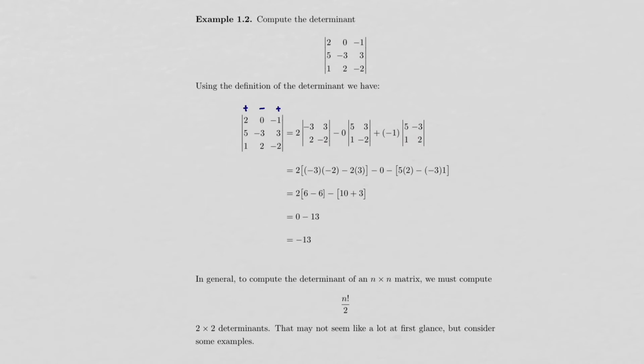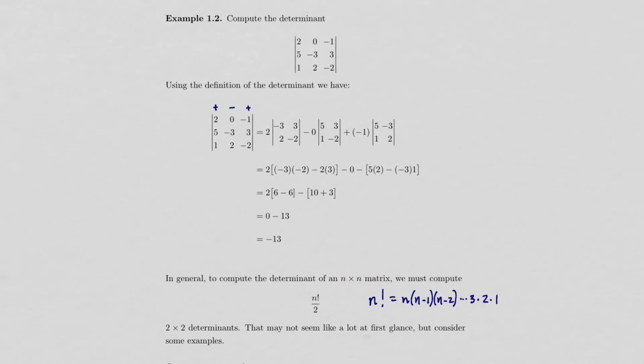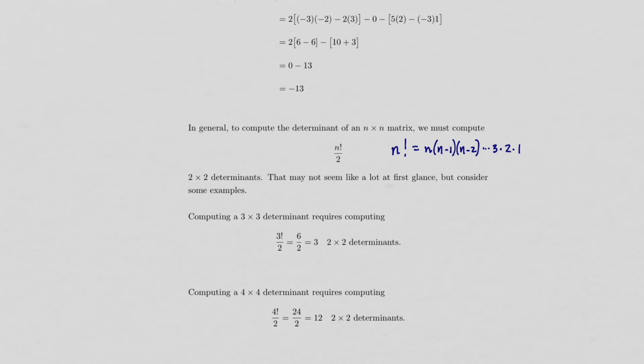You can figure out without too much trouble, if you think about it, that it takes a total of n factorial over 2 2x2 determinants to compute the determinant of an n by n matrix. Remember, n factorial is n times n minus 1 times n minus 2 all the way down to 3 times 2 times 1. So let's see how many 2x2 determinants we would need to compute for various size matrices. For a 3x3, as we just saw, we would need to compute 3 factorial, which is 6, divided by 2, or 3 total 2x2s. That's not bad at all.